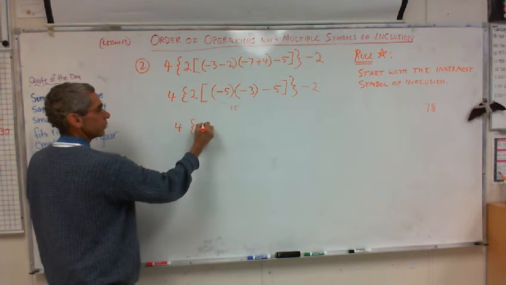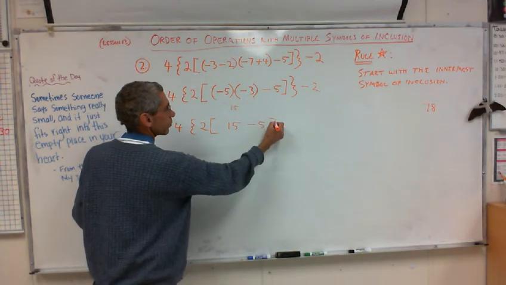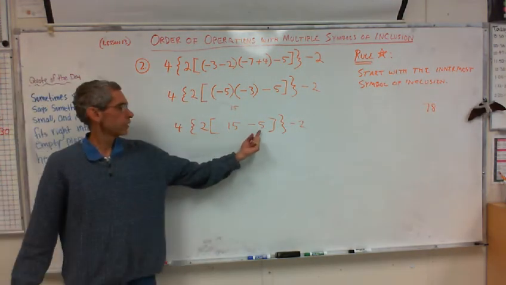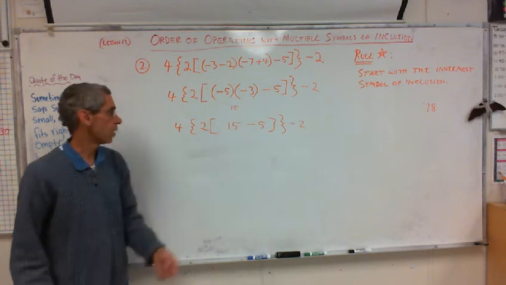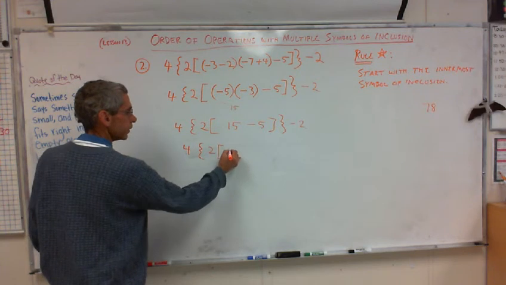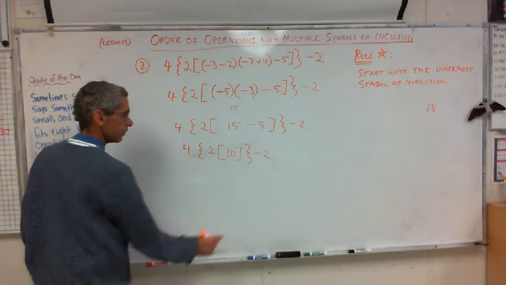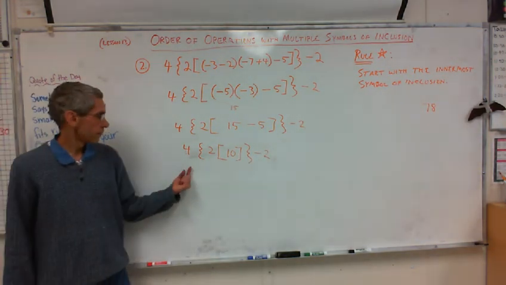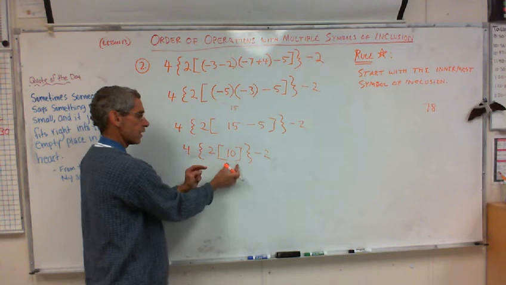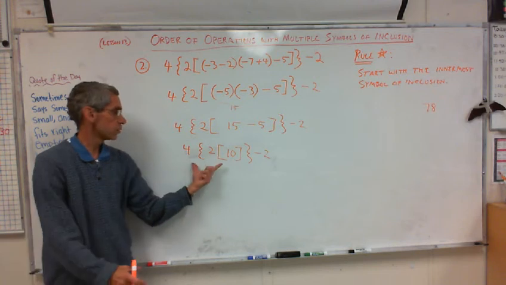Okay, so I'm going to rewrite this out again. 4 brace 2 bracket, and then I've got 15 minus 5 bracket, brace minus 2. All right, what is 15 minus 5? 10. Oh, okay, that makes it a little easier. So we got 4 brace 2 bracket, and then 10. Now it's getting easier really fast. But it's so amazingly hard. So now we dealt with our parentheses first. Then we dealt with our braces. And now there's nothing more we can do inside that bracket. So now we have to do the braces.